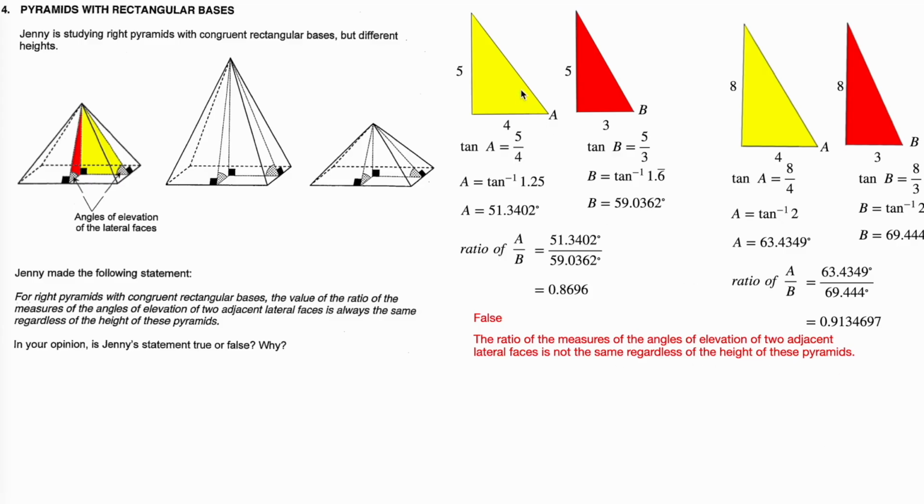When you're trying to show that something's false, you just have to come up with one example where it's false, where it doesn't hold. And that's it for pyramids with rectangular bases.